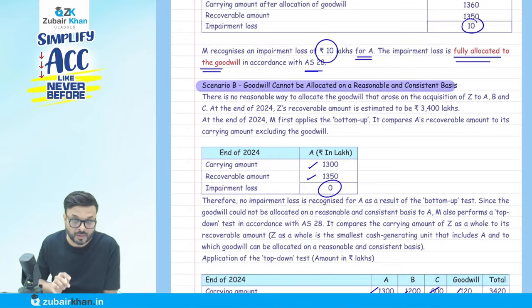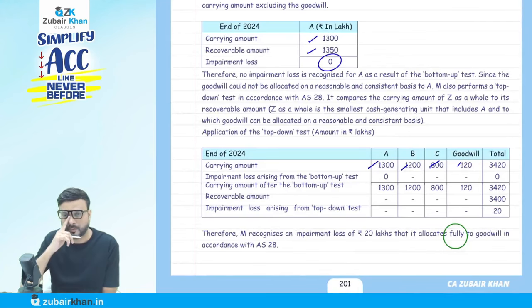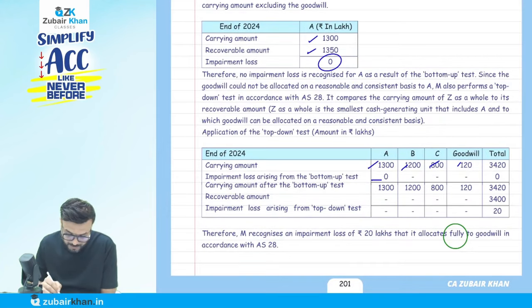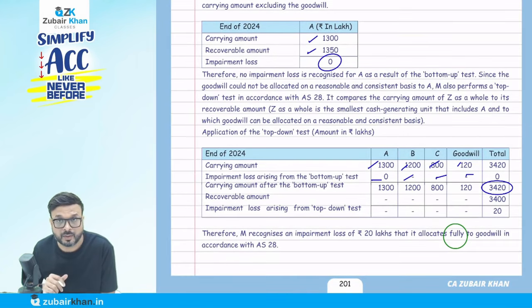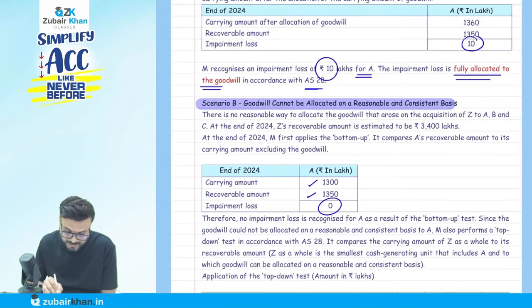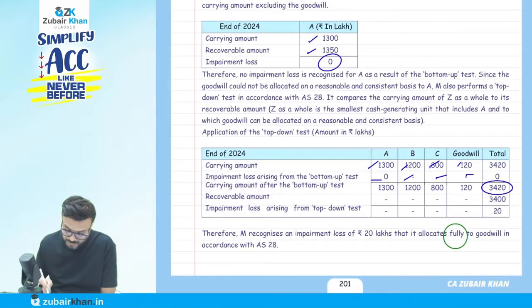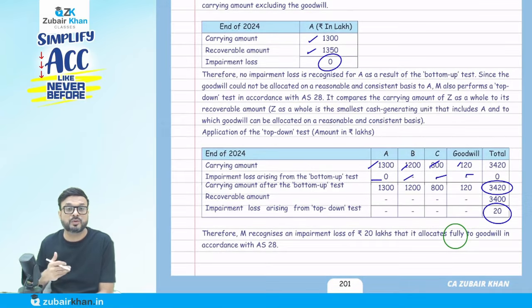So there is no impairment loss. So individually there is no impairment loss. We are talking just A only. So there is no impairment loss here. So when I say this, the carrying amount is coming. Okay. Now what is the recoverable amount? Here the recoverable amount is mentioned for the whole group, that's recoverable 3400. So with 3400, we have an impairment loss of how much here? 20. Now who is going to bear this 20?